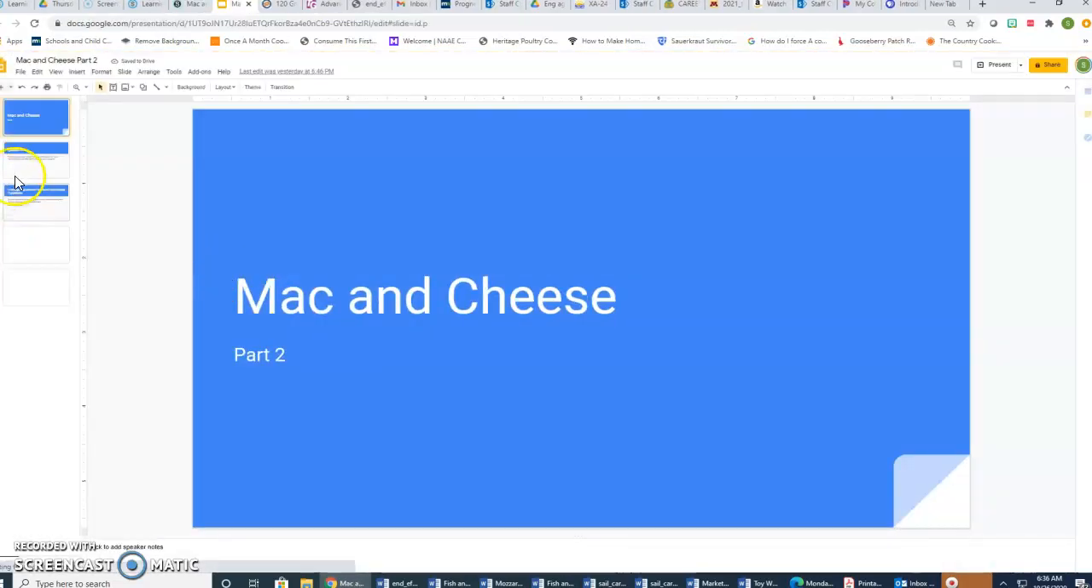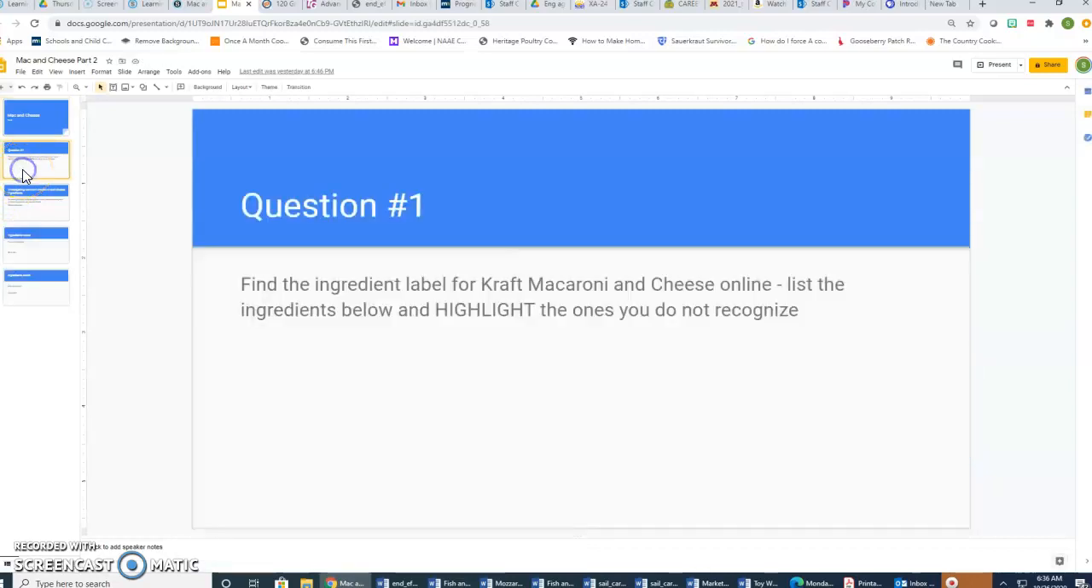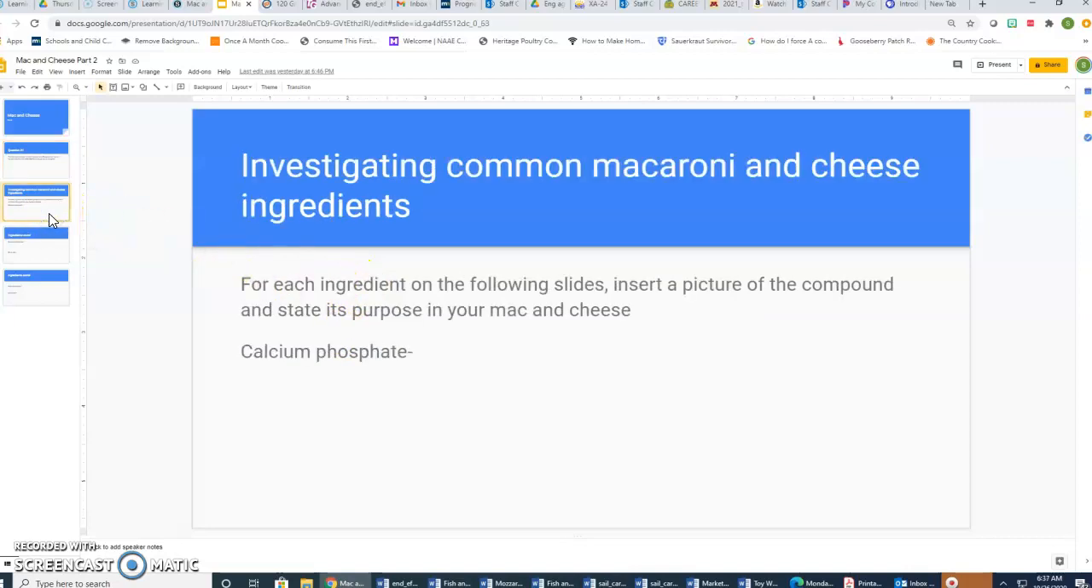This particular slide deck has you taking a look at some of the ingredients that are in the mac and cheese, so you'll have to look up an ingredient label online since I'm splitting the boxes. And also what the purpose of that ingredient is in mac and cheese.